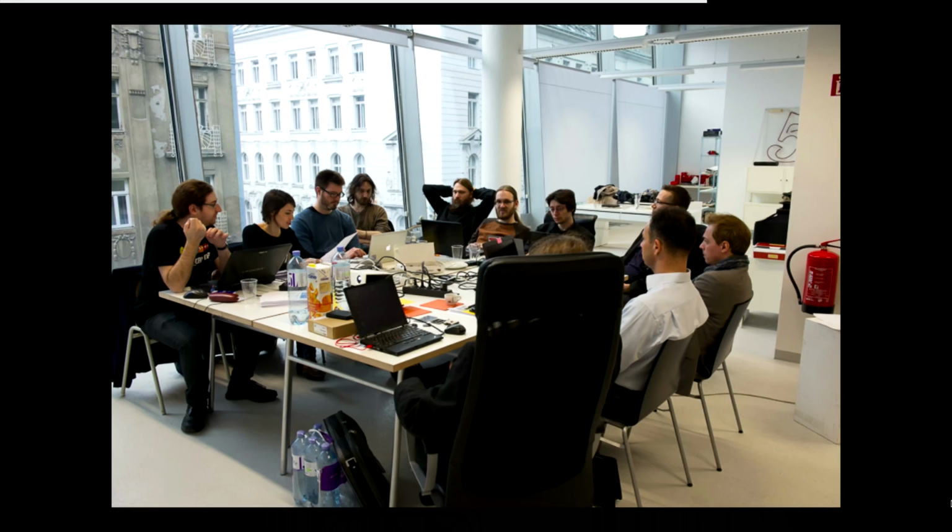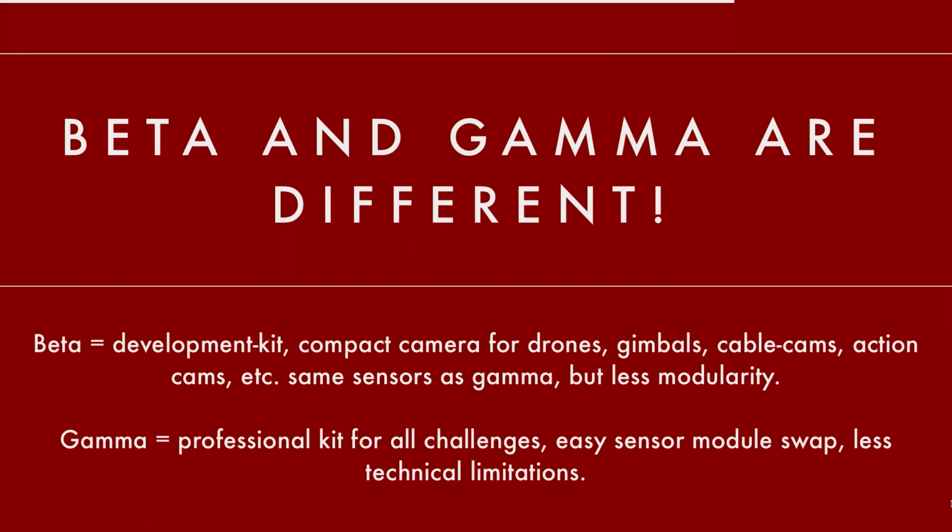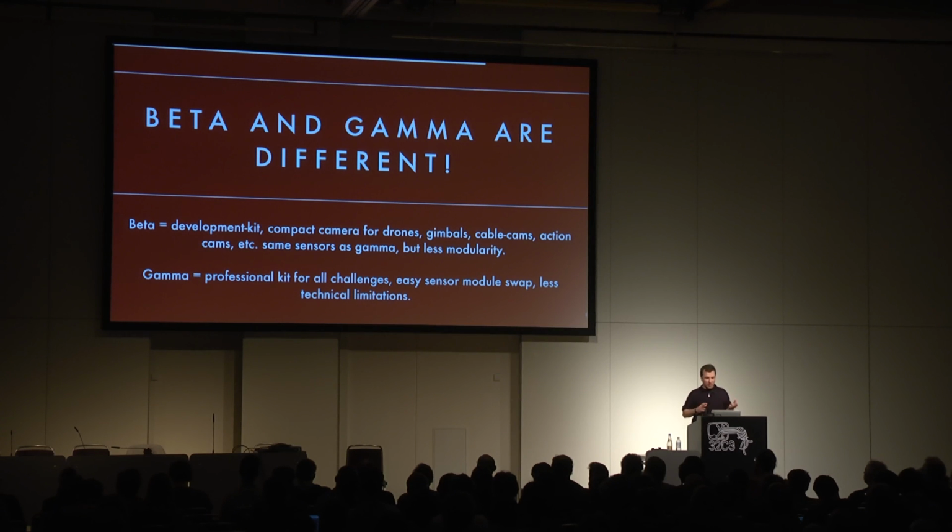So I'm going just briefly through these slides. Here you see our team working on the gamma. So this is what we do. And here's the slide from what I already outlined a little bit. So the beta is more of a development kit and a compact camera for example for drones, gimbals, cable cams. And it also has, of course, the same sensors because we are limited by the sensors that we can choose. But the gamma is a professional kit for all challenges. In a way, it's really a high-end production camera.